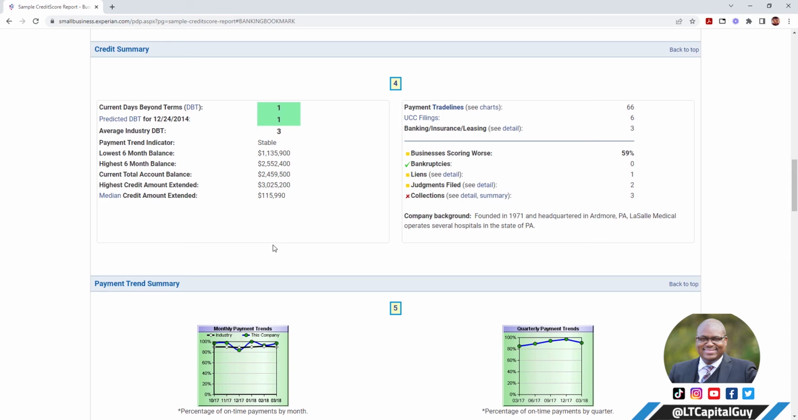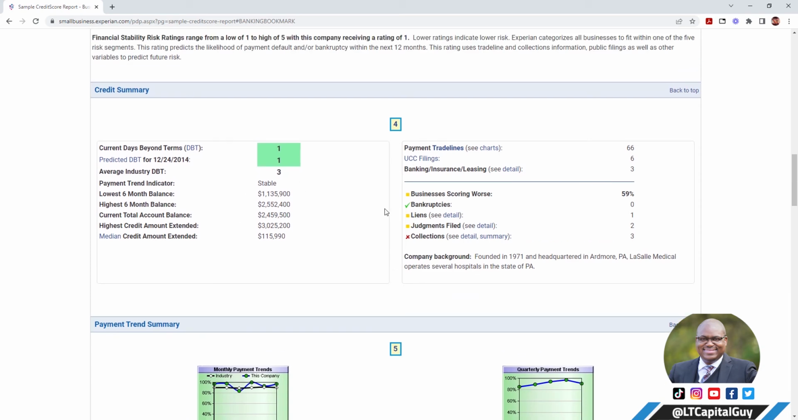So just something to keep in mind is, based on the amount of business you're doing, that could be reflected in what these companies are going to offer you when you apply for credit.